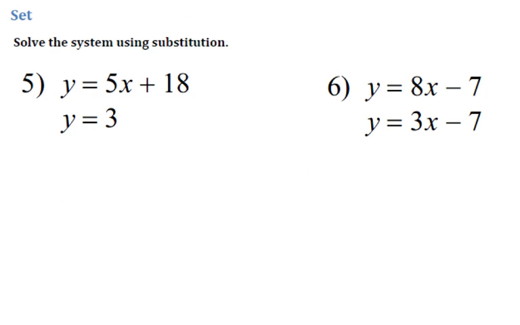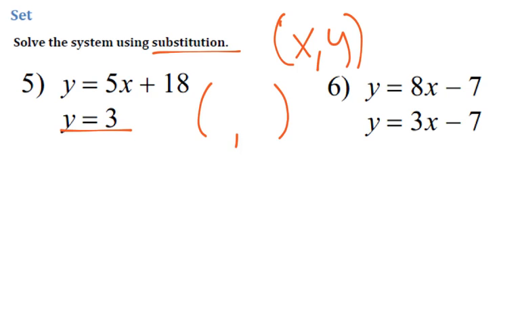Moving along. Okay, now we're dealing with substitution. Remember, the whole point of substitution is to substitute one variable in for something else that you can then solve with. So if we look at 5, and we're looking for our point, our answer should still be in that point. Okay? So if we look at 5, I've got y equals 3. So I know right now that my y value of my point is going to be 3, because that's the only thing y could equal. So then, because 3 and y are the same thing, I'm going to replace this y with 3.